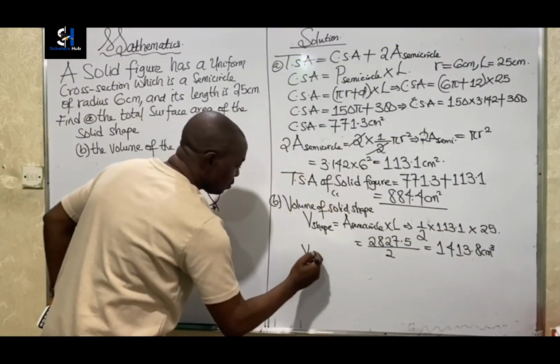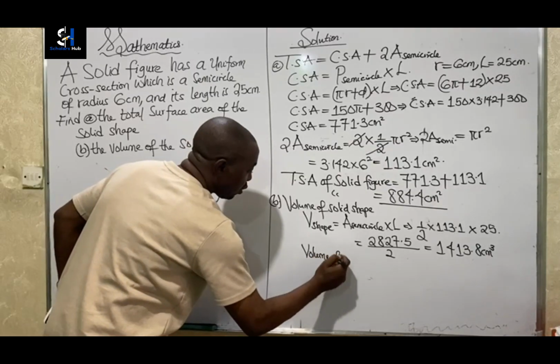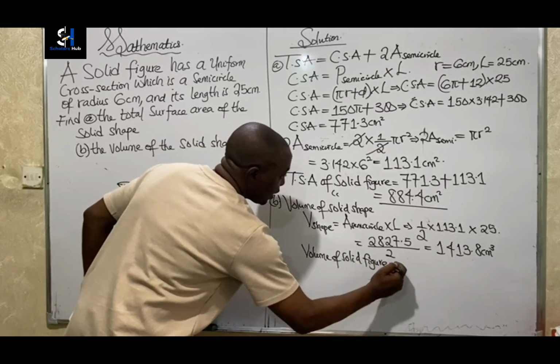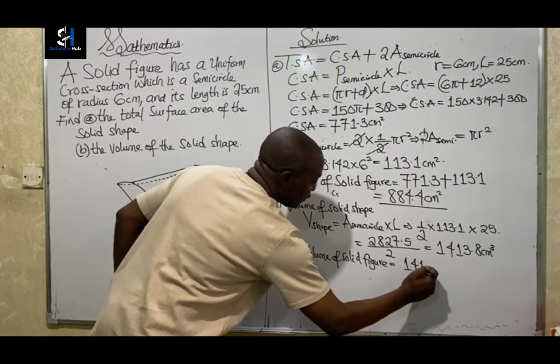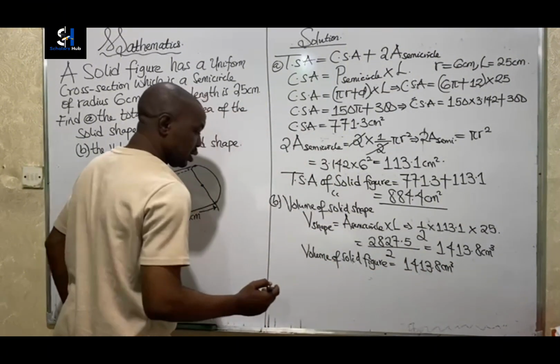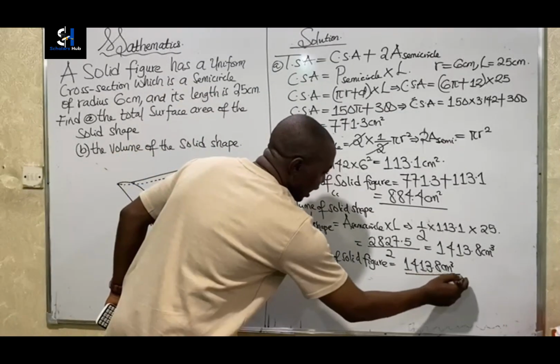So the volume of the solid figure is equal to 1413.8 cubic centimeters, and this is the answer for the second question.